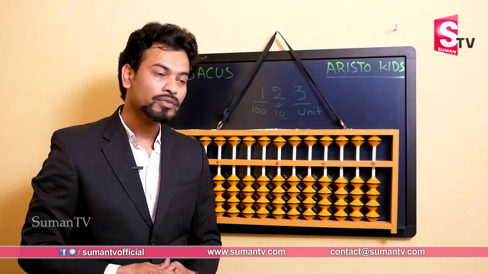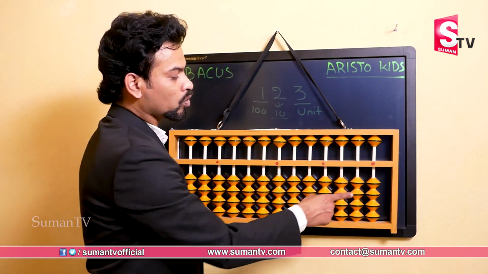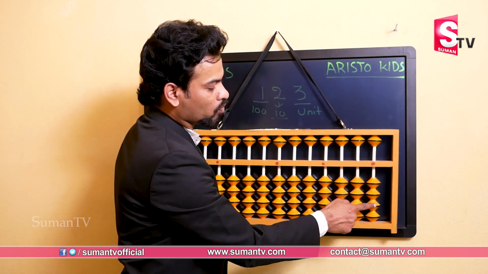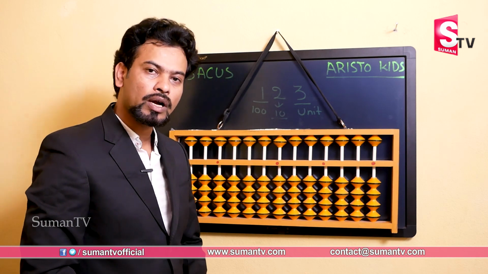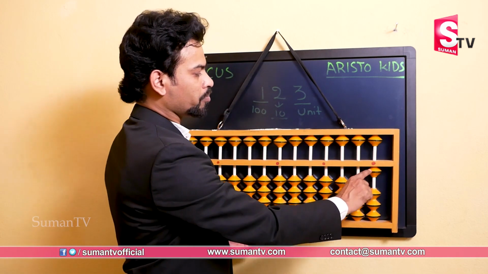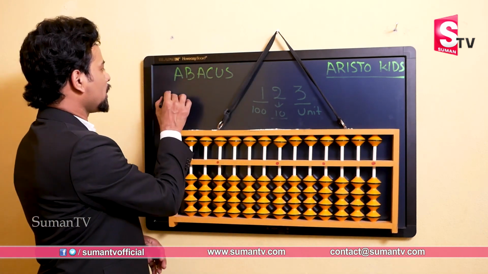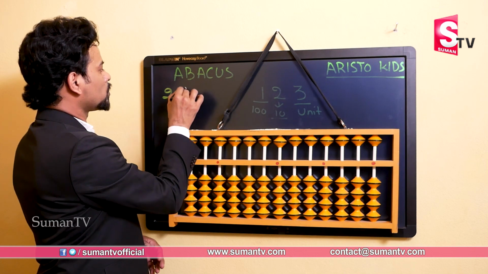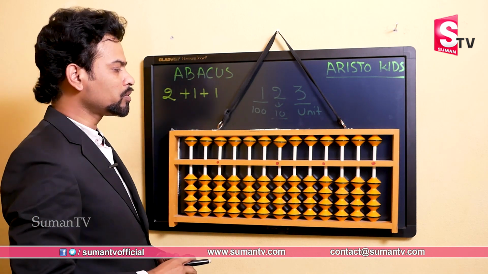So this is the use of the beads in the unit place. Each lower bead has a value of 1, 1, 1, 1. The upper bead has a value of 5. And the value comes into existence when it touches this beam. So let's do a small calculation. For you, I am writing, suppose it is 2 plus 1 plus 1. So how will we do it?